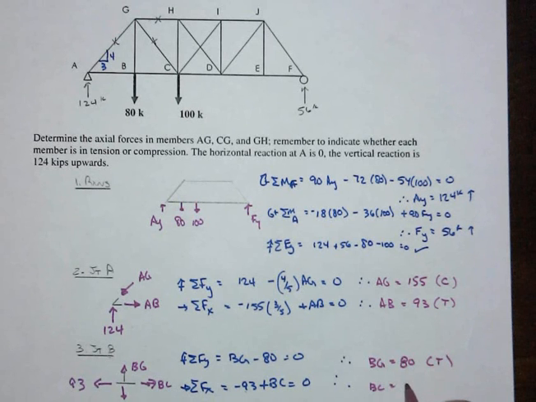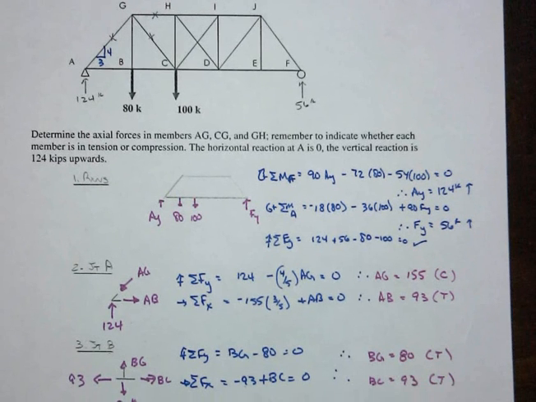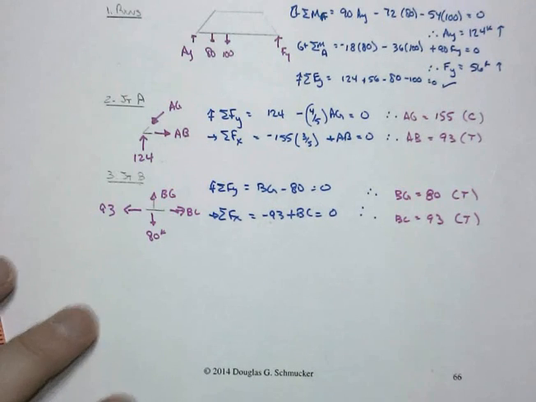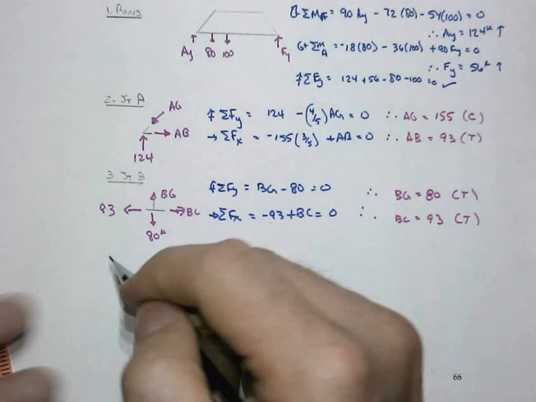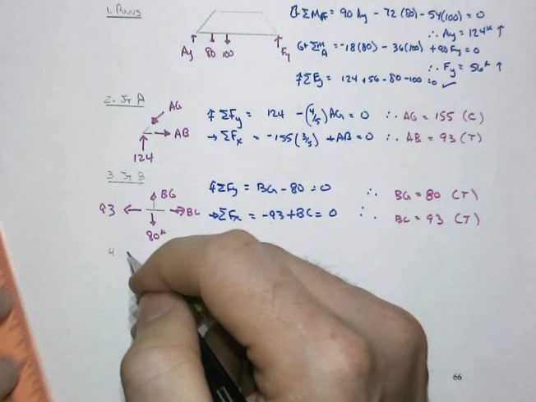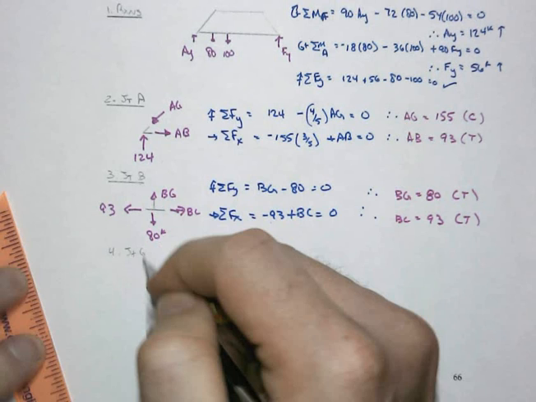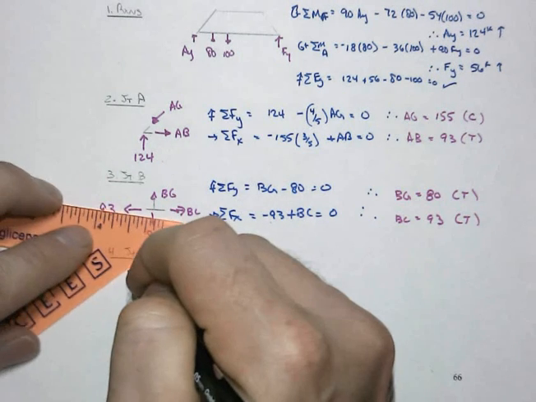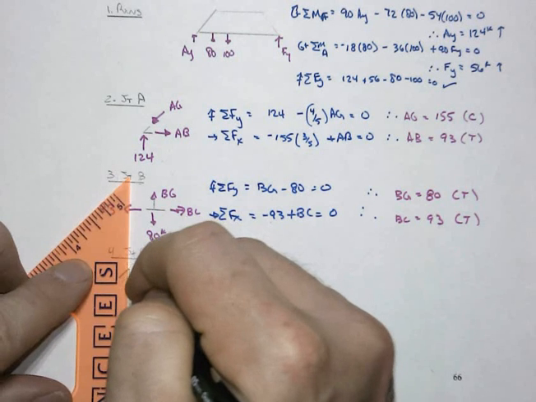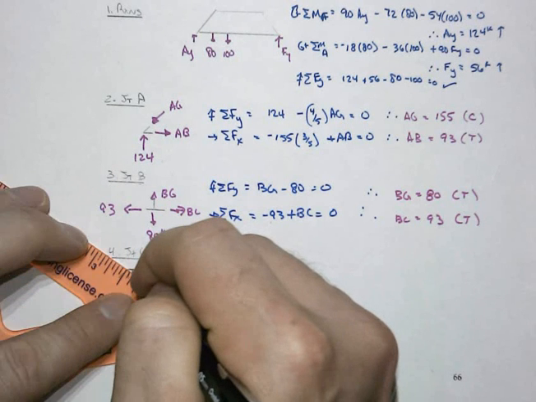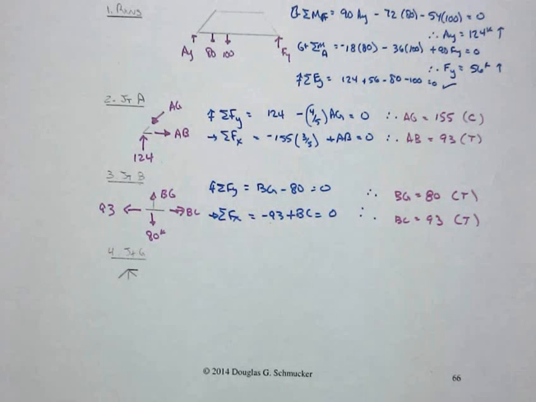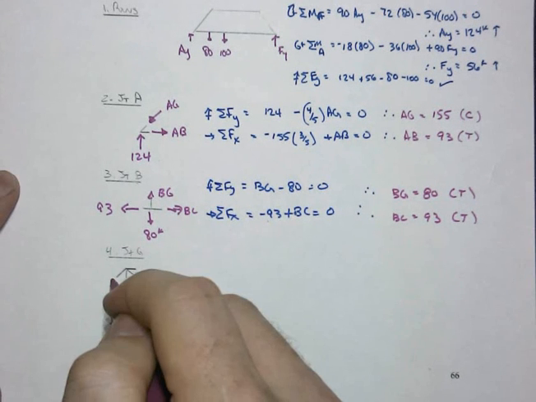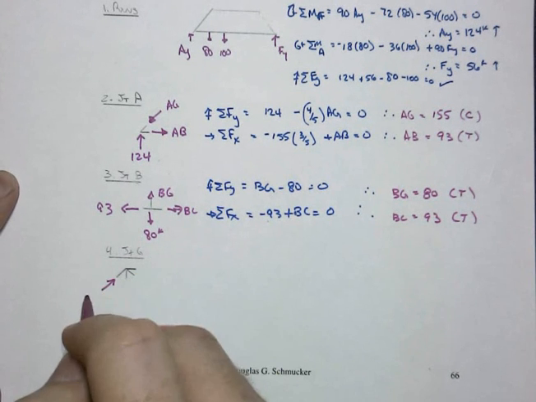And then we can go to joint G, and we'll have four members framing in. We've got the end post at 155 in compression. Remember, we've got to turn that around. The member is in compression, so it's got to be pushing on the joint. The vertical is in tension at 80, so it's pulling away from the joint.